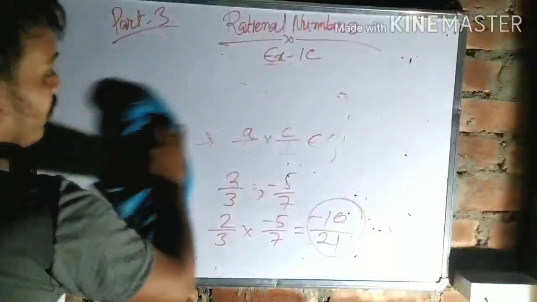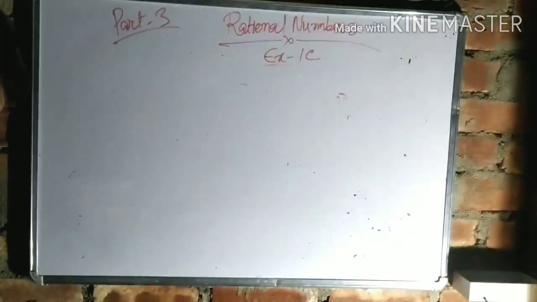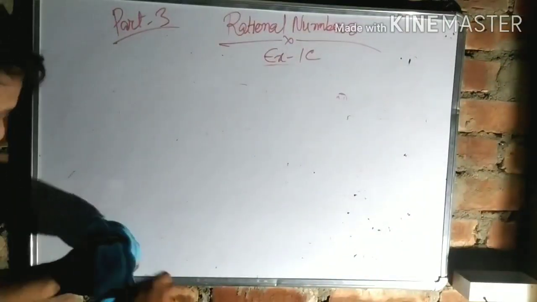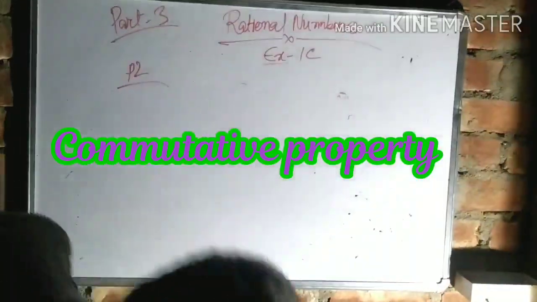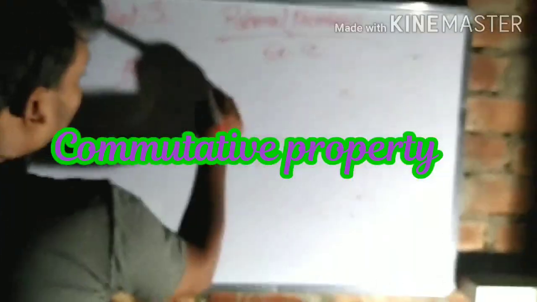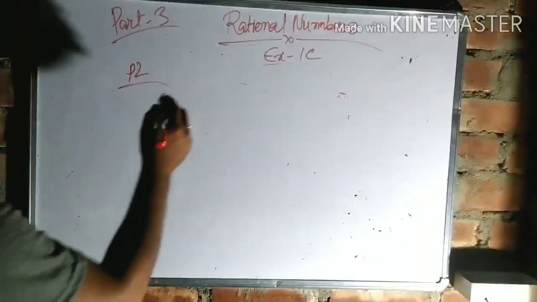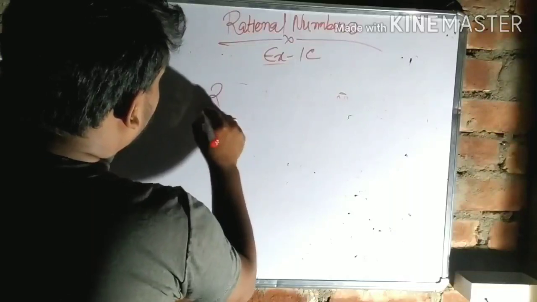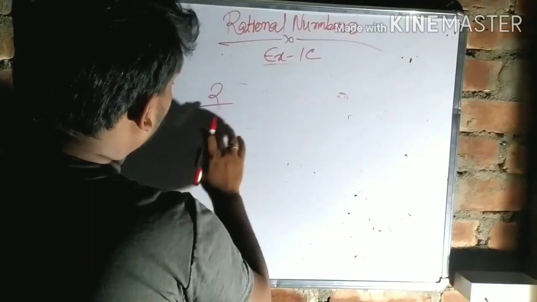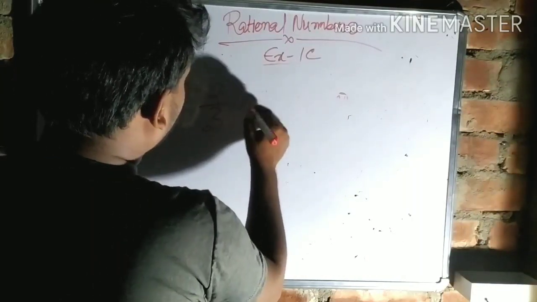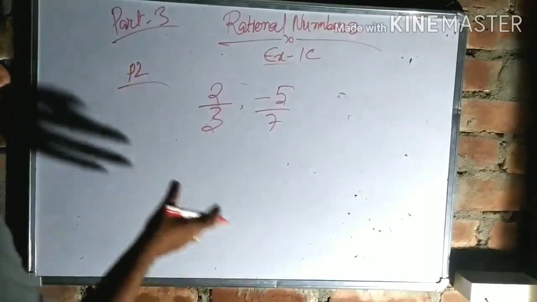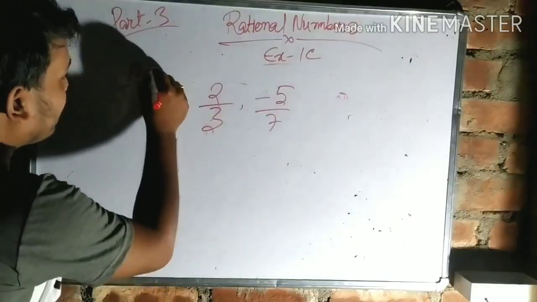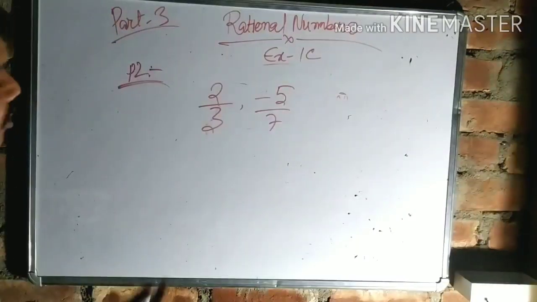The second property is the commutative property. Multiplication is also commutative. I already discussed it in the previous class. P2 is the commutative property. Commutative property means we change the position of the numbers. If we take any two numbers, 2 by 3 and minus 5 by 7, and multiply them.